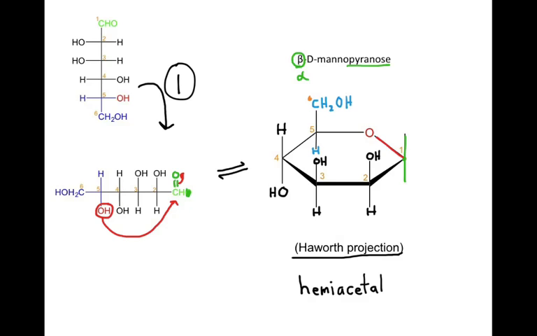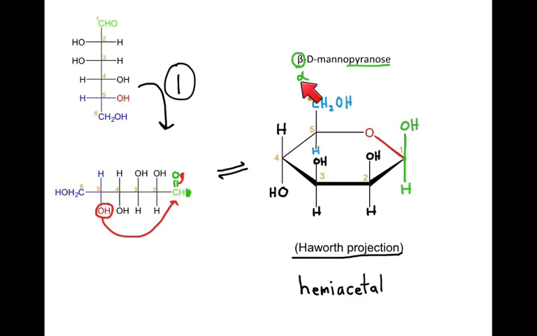And what that means is the beta tells me that the OH formed from carbon 1 is going to be on the same side as the CH2OH. Okay, so because this was a D sugar, the CH2OH is up. Because this is beta, therefore the OH formed in the reaction is also up, which means the other hydrogen from the aldehyde is now down. So anytime you have beta, the OH is up on the same side as the CH2OH.